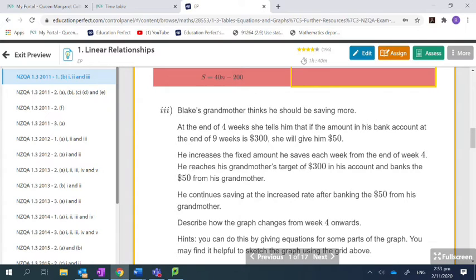Yeah. Because there's no graph. Well, we'll get there, though. He continues saving at the increased rate after $50 from his grandmother's. Describe how the graph changes from week 4 onwards.